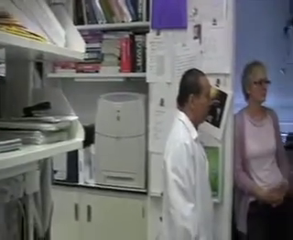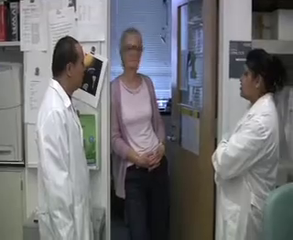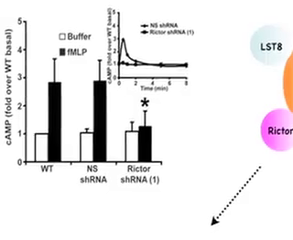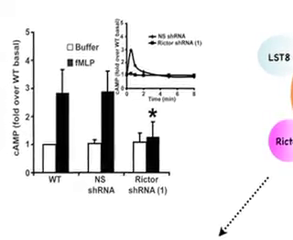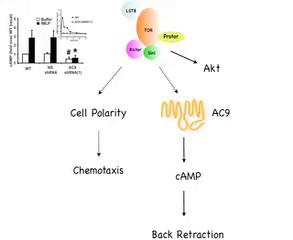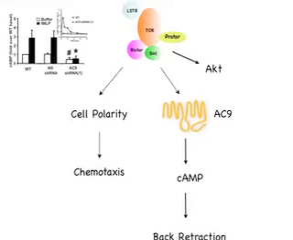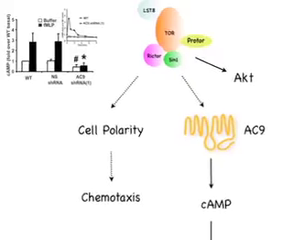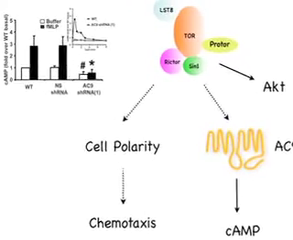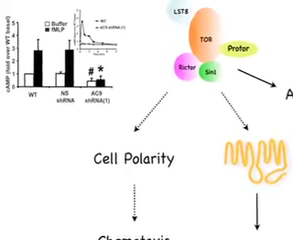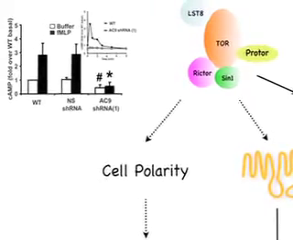For this purpose, we checked the chemoattractant-mediated cyclic AMP production in Rictor knockdown cells. And as evident in this graph, you can see the cyclic AMP levels are specifically absent in these cells. And then we also wanted to look at the role of cyclic AMP in mTOR function. For this purpose, we have proposed earlier that AC9 is the predominant isoform of adenylyl cyclase in neutrophils. We therefore knocked down AC9 and then we checked the chemoattractant-mediated cyclic AMP production, and as evident in this graph, the cyclic AMP levels are much lower in these cells.